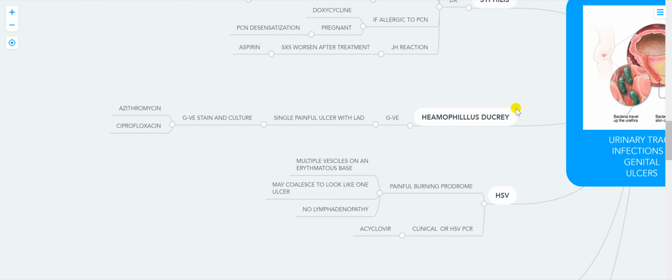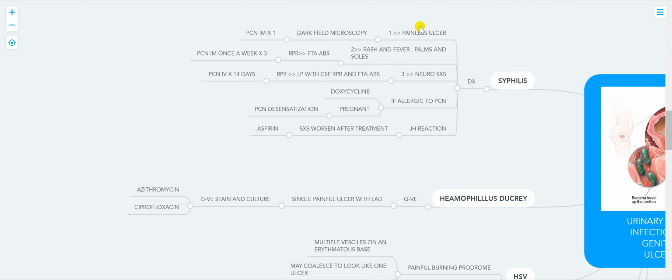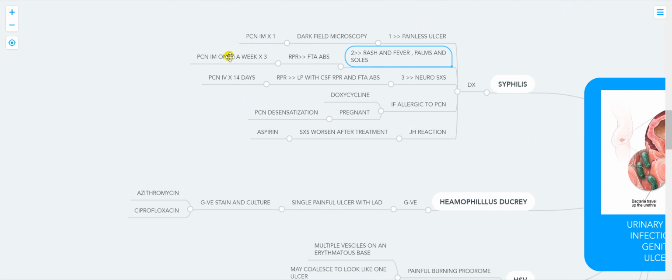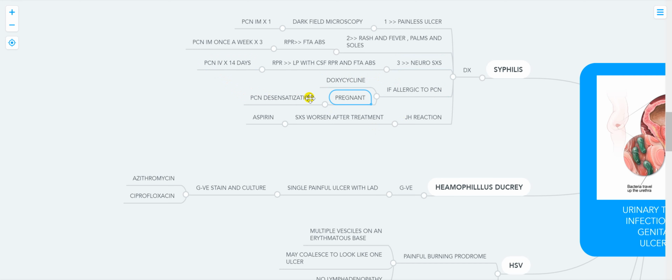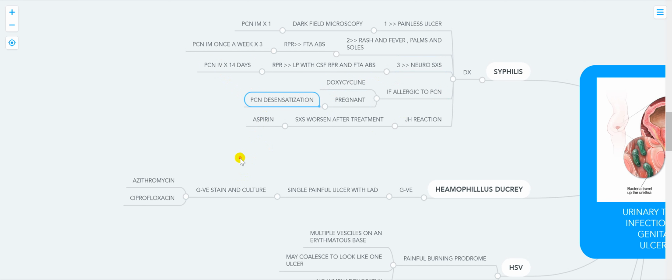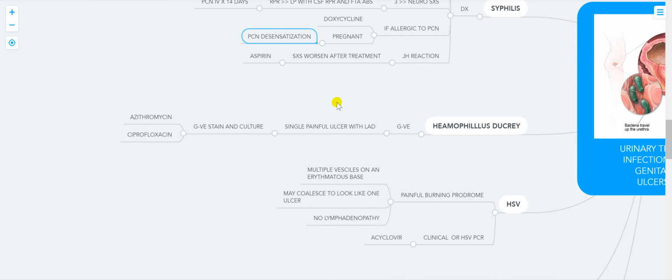So to summarize genital ulcers, if it's a single painless ulcer without lymphadenopathy, this is syphilis, you just give them penicillin shots. If there's rash on palms and soles, you give them penicillin once weekly for 3 weeks. If there's a neurological manifestation with syphilis, you confirm with a lumbar puncture, you give penicillin for 14 days. If they're allergic to penicillin, doxycycline, unless they are pregnant, then you do penicillin desensitization. Usually symptoms could worsen with penicillin therapy because of destruction of bacteria, so you give them aspirin.